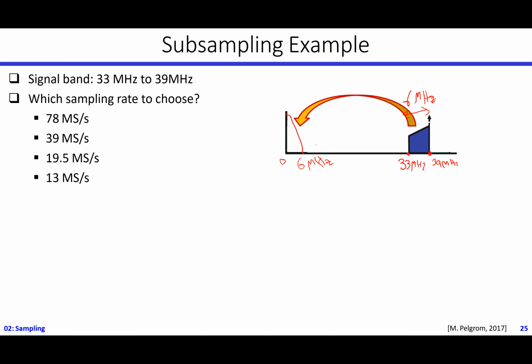Let's think about it. Again, remember that whenever I do the subsampling here, I will get copies at the baseband, I mean, at 0 and at multiples of fs. So if I apply the 78 mega sample per second, will it go to the baseband? No. Why?